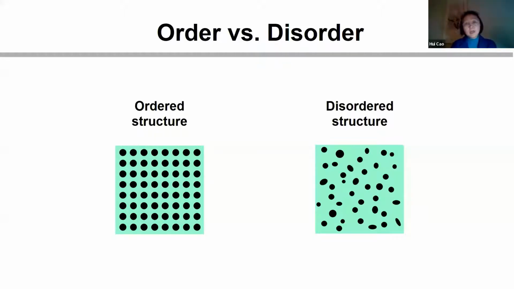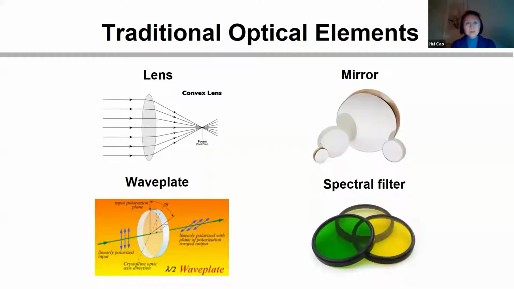But then you say, well, what can disorder do? We know that traditional optical elements, for example lens, mirror, wave plate, or spectral filter, were designed for one particular function. The lens is for focusing light, the mirror is to reflect light, the wave plate to control the polarization, and the spectral filter to select the frequency, right? So each one has its own function.